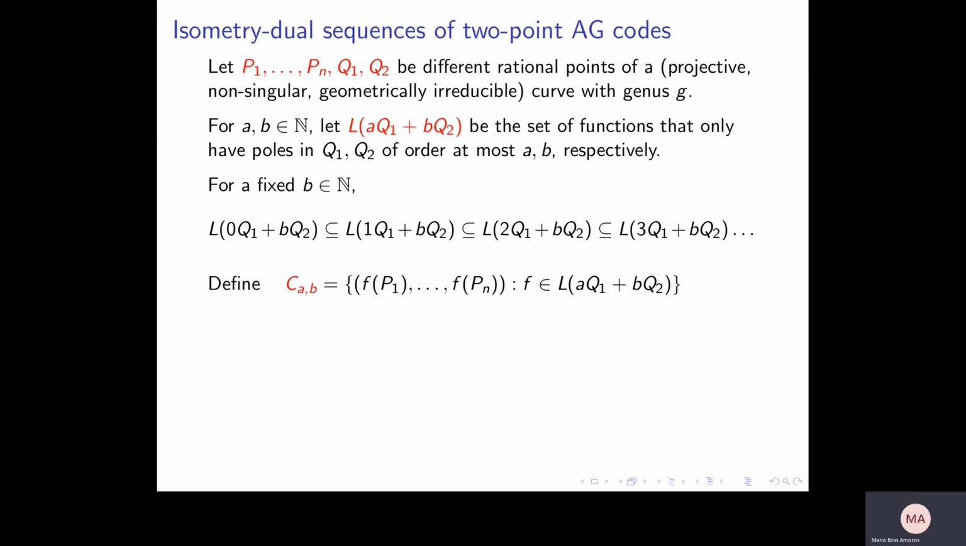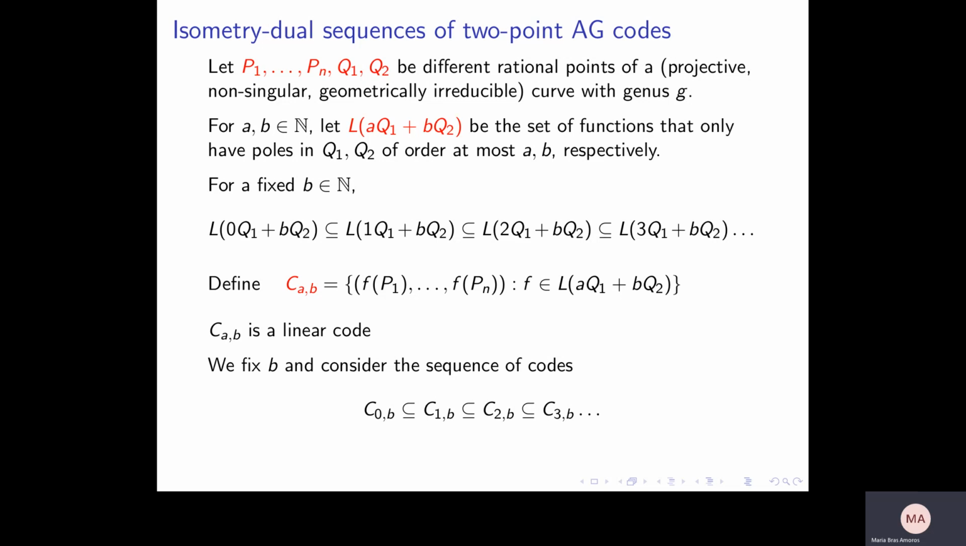And we can define as before the codes CAB as the set of vectors which can be obtained as the evaluation of functions in L of A Q1 plus B Q2 in the points P1 up to Pn. Again, CAB is a linear code, and we are interested in the sequence of codes that we obtain when we fix B and consider C sub 0B, C sub 1B, C sub 2B, and so on. Notice that when B is 0, we are in the previous case. We are in the case of exactly 1 point codes.